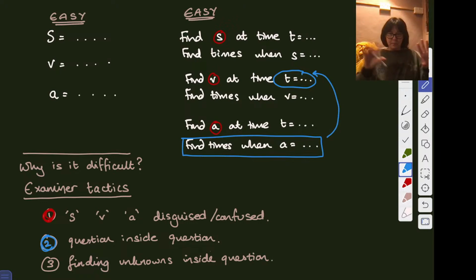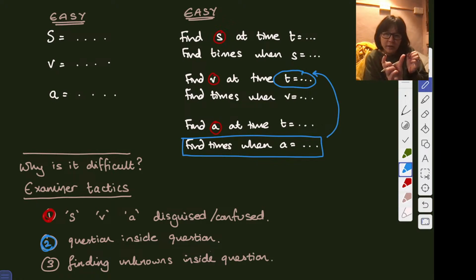Now that makes the question a lot longer and a lot more confusing, because it's saying find the velocity, then it's mentioning the acceleration and the time, and they could also hide that piece of information further up in the question, and you could have to look all around for what you're meant to be doing.